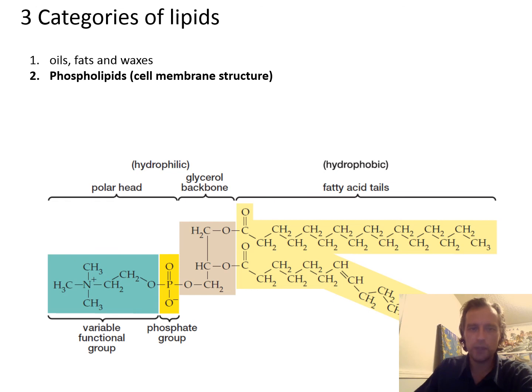Category number 2, phospholipids. These are part of the structure of cell membranes. They make up about 50% of the cell membrane. The other 50% is mostly proteins.